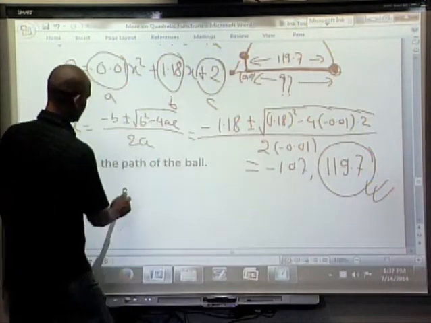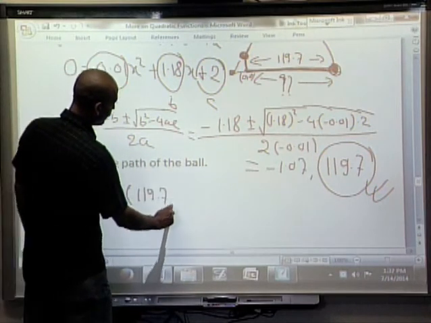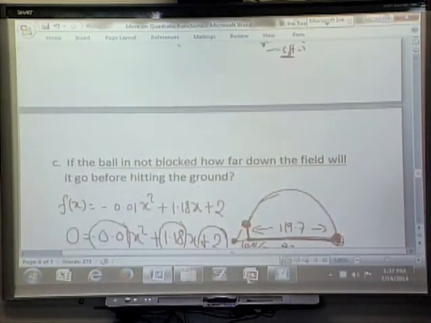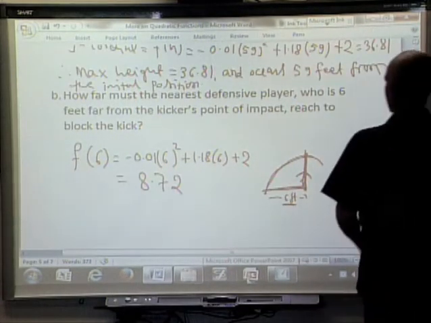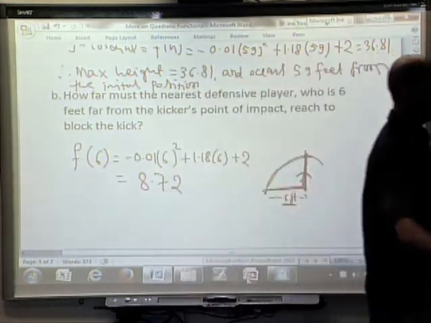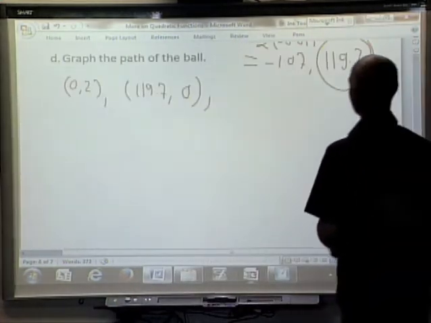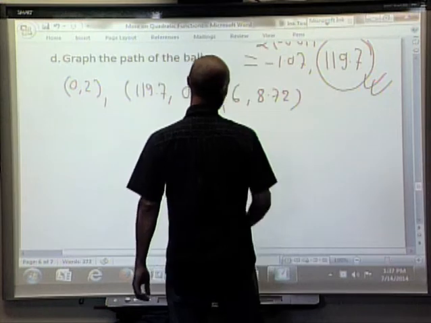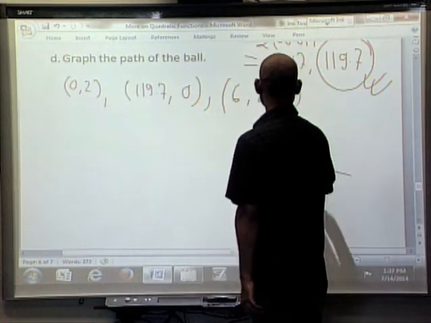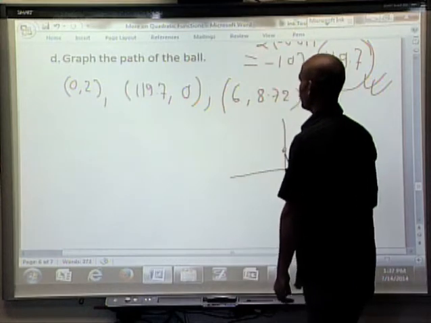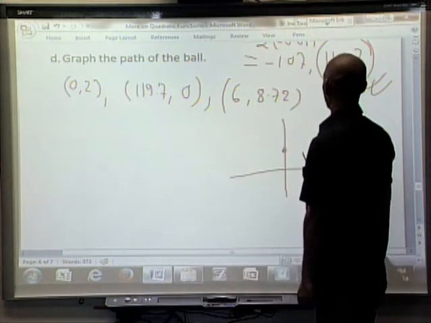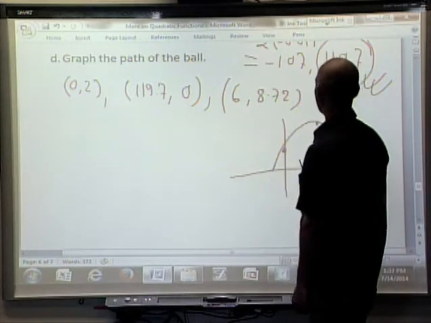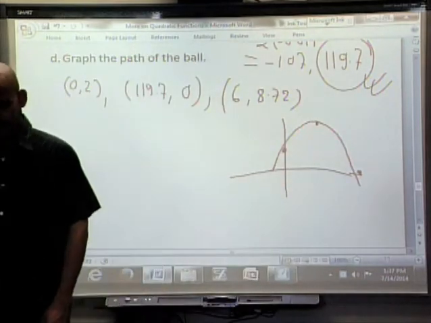Another point we already know, in fact, is this. This is x is 119.7 and y is 0, and there was another point also, if you remember, the maximum point of the parabola. So, 6 and 8.72. So, the third point is 6 and 8.72. So, if you have a good graphing paper, 0 and 2 is one point, 119.7 and 0 is another point, 6 and 8.72 is another point. This is a parabola, so you can have a graph looking something like this.